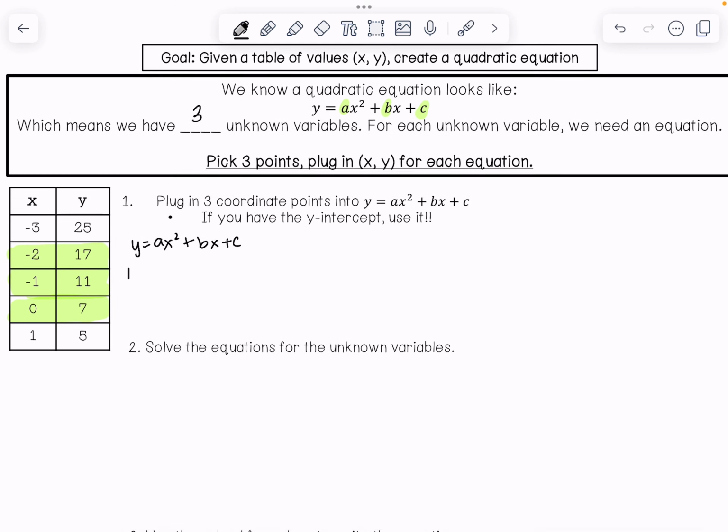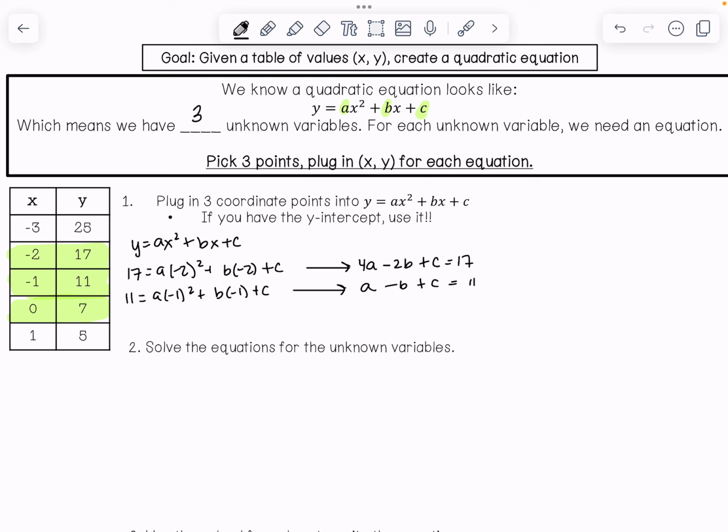So for the first one, my y value is 17 equals a, well, my x value is negative 2 squared, plus b times negative 2 plus c. I like putting my y value on the other side, so I'm going to do that. Negative 2 squared is 4. Negative 2 is just negative 2. Plus c is equal to 17. I'm going to do it again for the next one. So 11 equals a times the negative 1 squared plus b times negative 1 plus c. So I'm going to simplify again. Negative 1 squared is positive 1 times a is just a. Negative 1 times b is negative b plus c is equal to 11.